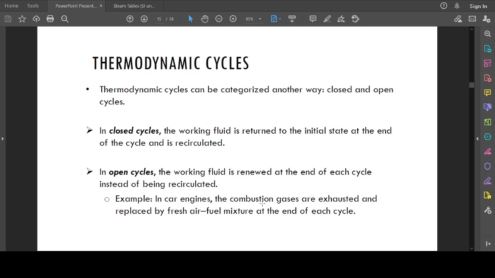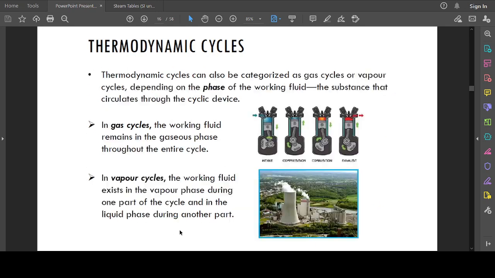So a typical example is a car engine, which we've already given you an example of, a four-stroke engine system. The combustion gases are exhausted and replaced by fresh air-fuel mixture at the end of each cycle. And this is also categorized as a power cycle engine because all we need them for is power. So we replenish the fuel for running the car, and also when we're driving the car, it takes in air to mix with the fuel for the process to work.